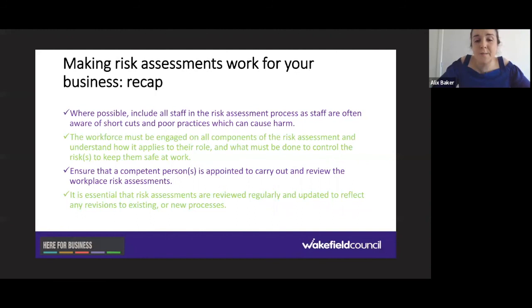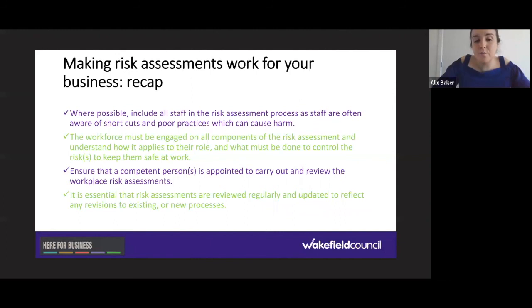It is essential that risk assessments are reviewed regularly and updated to reflect any revisions to existing or new processes. So ensuring that any changes to any of the standard operating procedures are also updated with a reviewed or refined risk assessment that meets the requirements of any new operating procedure implemented, and ensuring that anything from the incident or accident reporting is also reviewed in line with the existing risk assessments and processes to improve any control measures needed to keep the workplace safe.